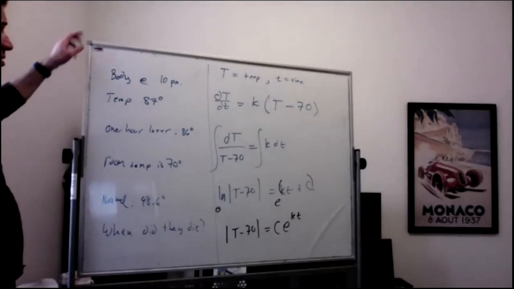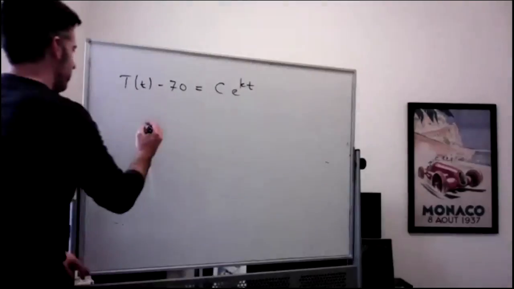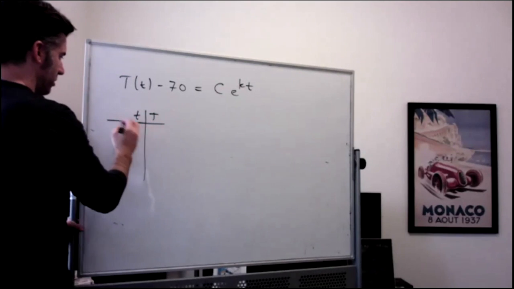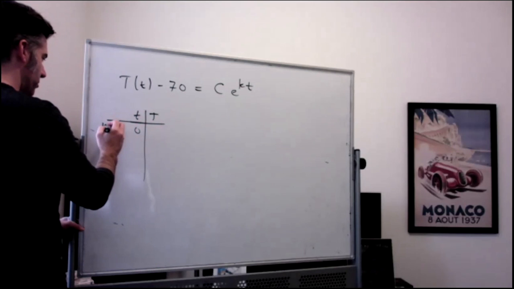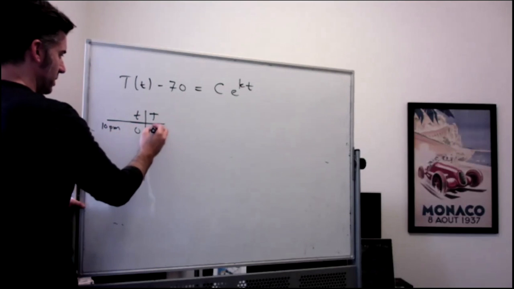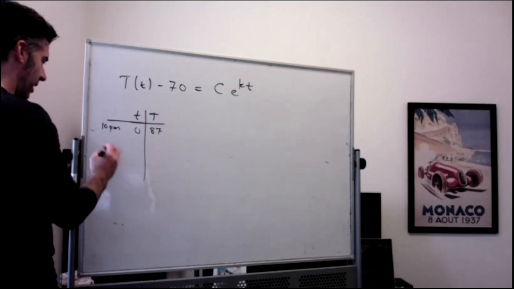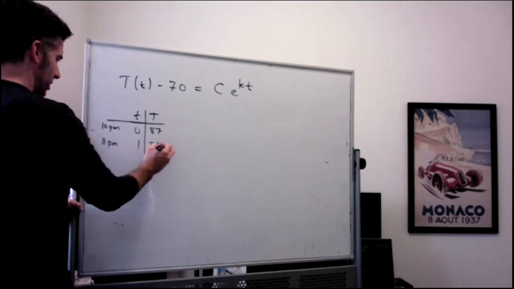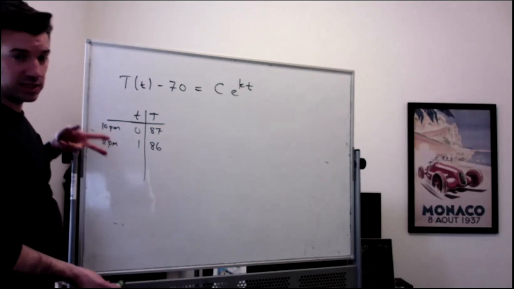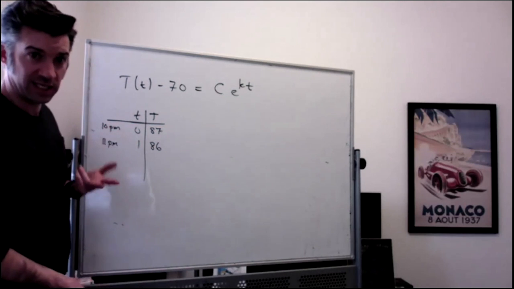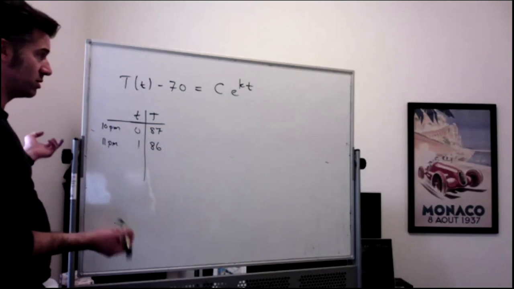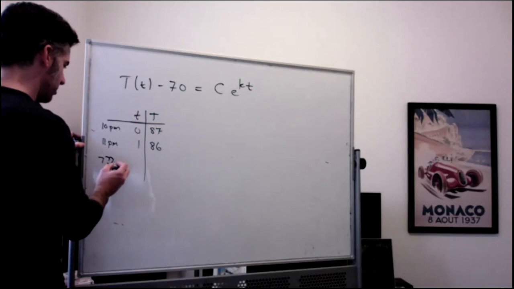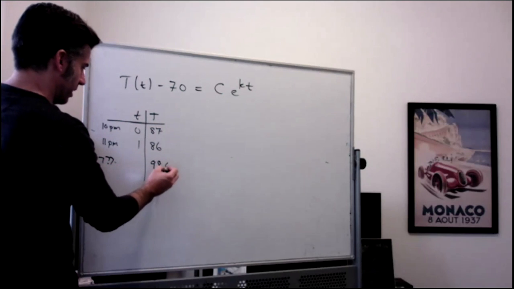And here's what I'm going to do. I'm going to call time equal to 0 10 p.m. The body temperature was 87 degrees. And 1 hour later at 11 p.m., when time is 1, the body temperature was 86 degrees. I can use these two pieces of data to solve for c and k. And then I can use the final equation to figure out when the body was 98.6 degrees.